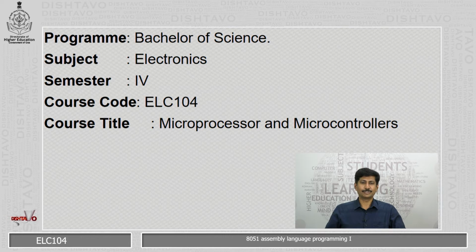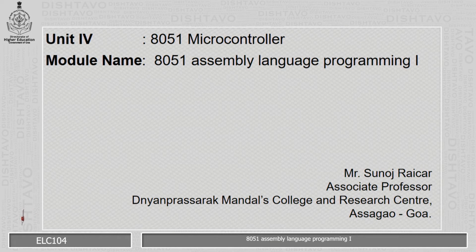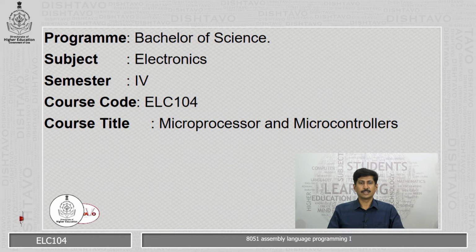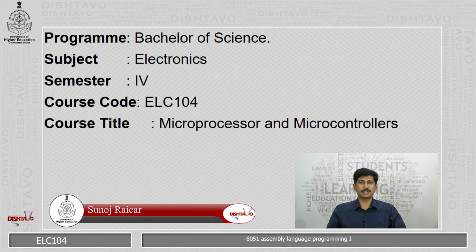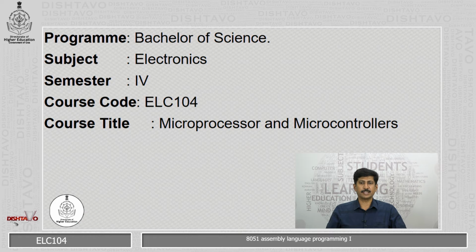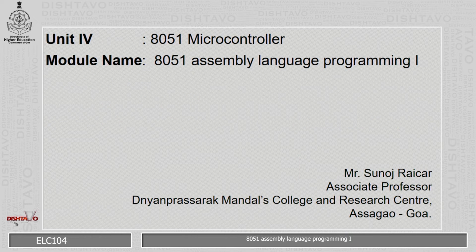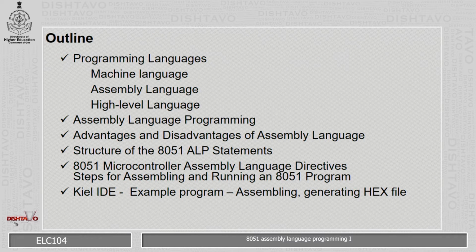Hello and welcome to this module on 8051 Assembly Language Programming 1. This comes under the Bachelor of Science of Electronics subject. The subject code is ELC 104 and the title of the paper is Microprocessors and Microcontrollers. Myself, I am Sunoj Raikar, Associate Professor at DM's College and Research Center, Asagaon, Goa.